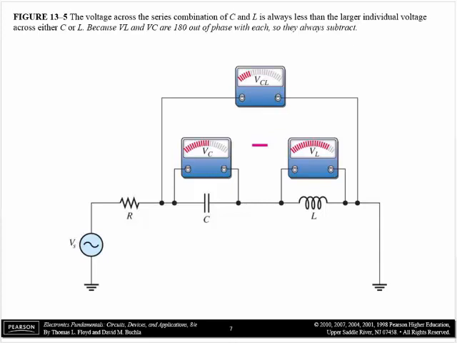So one of the things to note, and I've already brought attention to it, is that the voltage in the inductor and the voltage in the capacitor are 180 degrees out of phase with each other. So they always subtract. If I were to take a voltmeter and measure the voltage across the L and the C together, that voltage by itself is always going to be less than the individual voltages measured across each one of the components. That's because they are 180 degrees out of phase and they subtract from each other, the same way that the reactances subtract from each other.